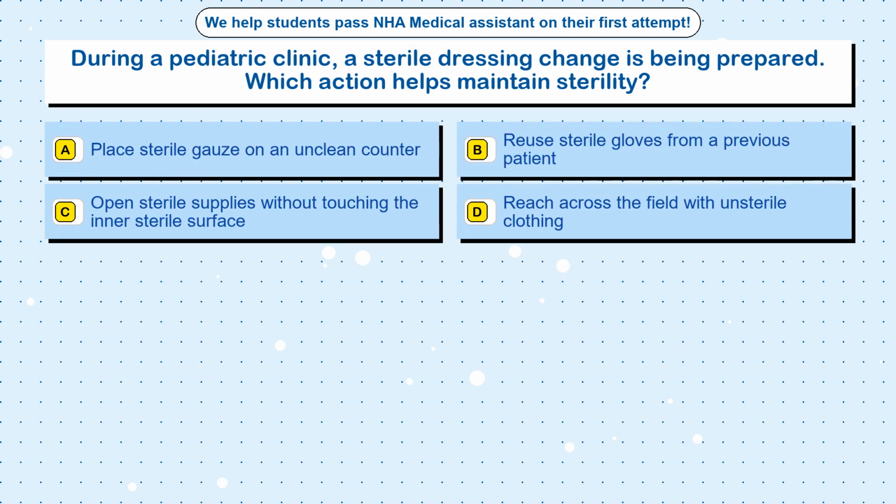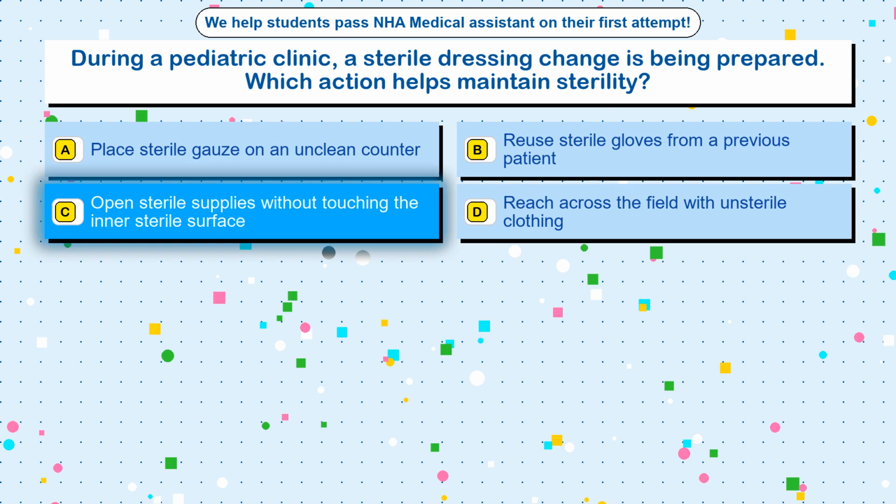Question 16. During a pediatric clinic, a sterile dressing change is being prepared. Which action helps maintain sterility? Option A, place sterile gauze on an unclean counter. Option B, reuse sterile gloves from a previous patient. Option C, open sterile supplies without touching the inner sterile surface. Option D, reach across the field with unsterile clothing.